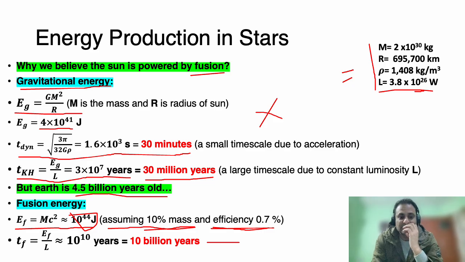So this TF is actually the fusion time scale. So the time scale is 10 billion years. So it means that if the energy of the sun is being produced by fusion, the sun can survive for 10 billion years. So we have already spent 4.5 billion years, so it means that about 5.5 billion years we still have. So it's still long, so we are halfway basically.